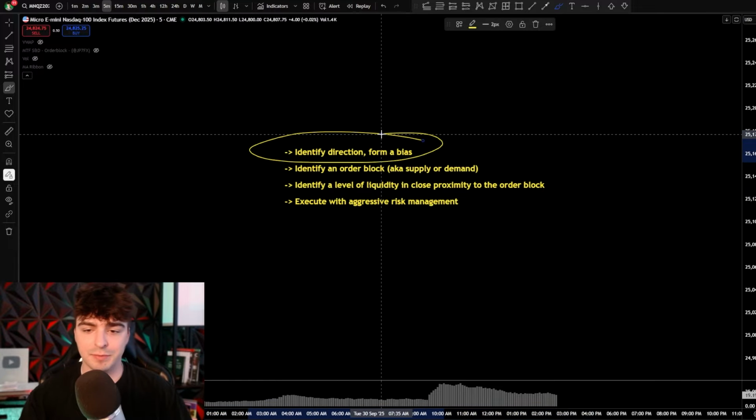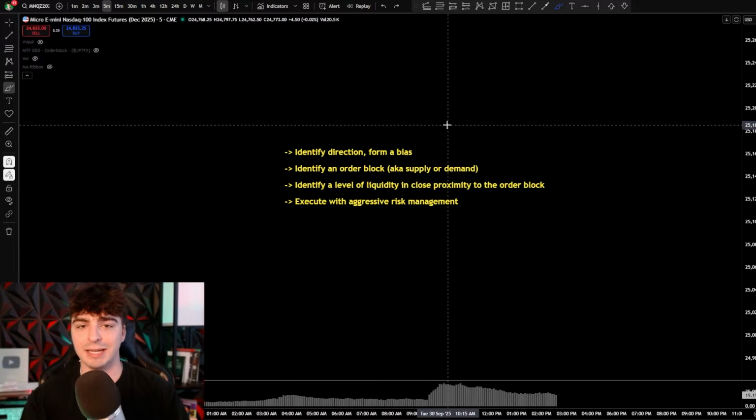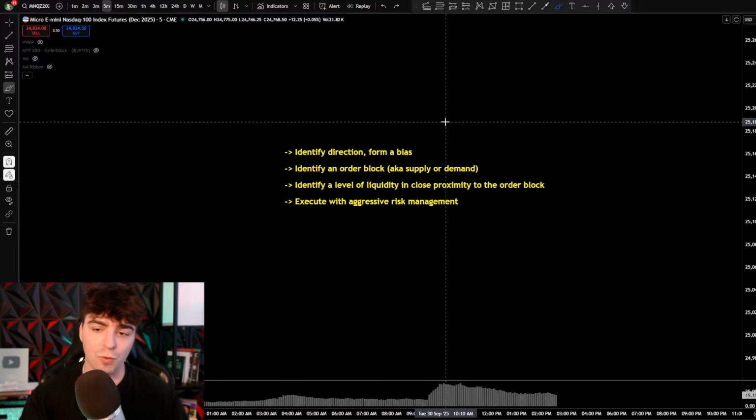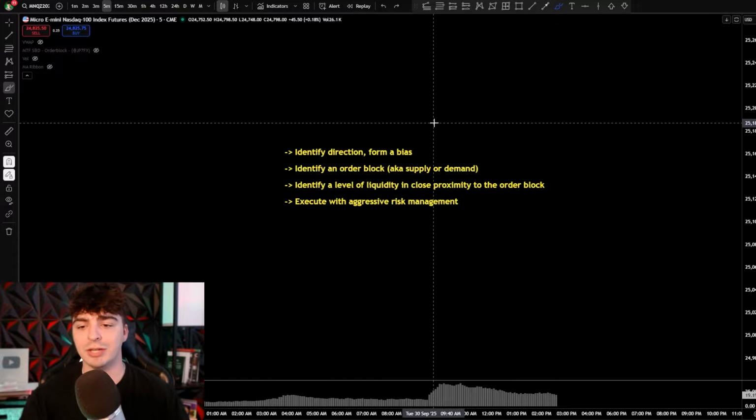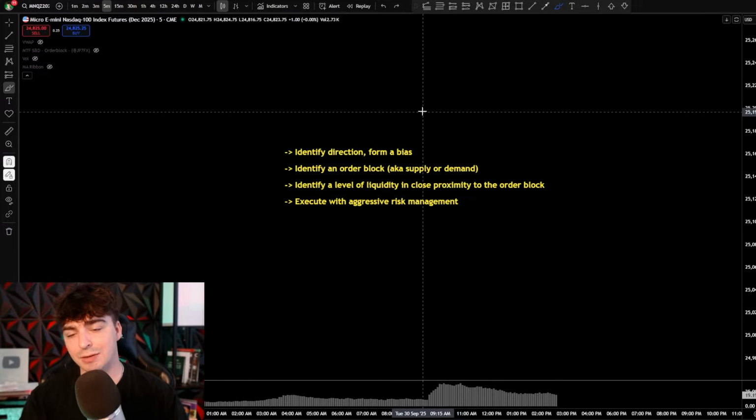The first step is going to be identify direction and form a bias. If you don't have an idea of where the market is headed towards, then you're not going to be able to trade efficiently because you're going to constantly be changing your mind on whether you think the market's going to go up or down. Pick a direction and stick to it, and stick with the overall trend.